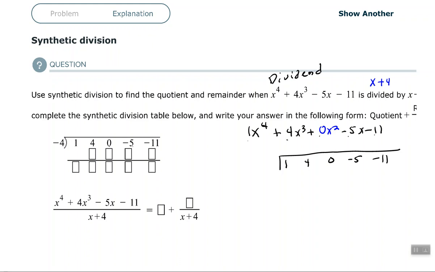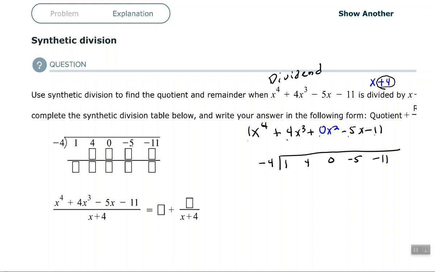And then for the outside, you always use the opposite of the integer that's in your divisor. So if it's x plus 4, then we put a negative 4 on the outside. So we always use the opposite sign of that number. And that takes care of your subtraction step if we were actually doing long division.